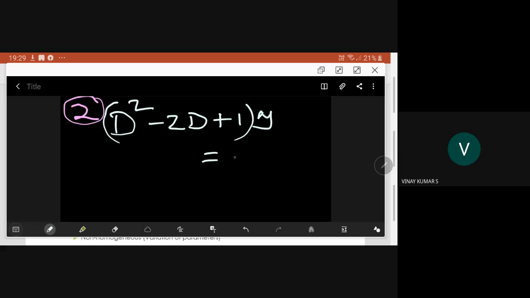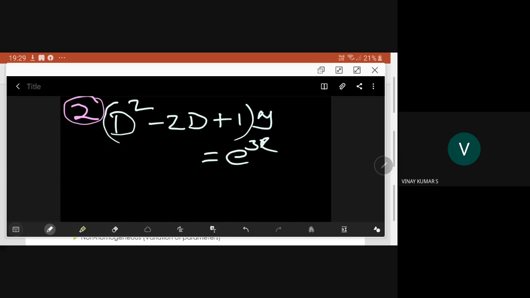Say for example you take this one: D square minus 2D plus 1 into y is equal to say e power 3x. That is our second example.